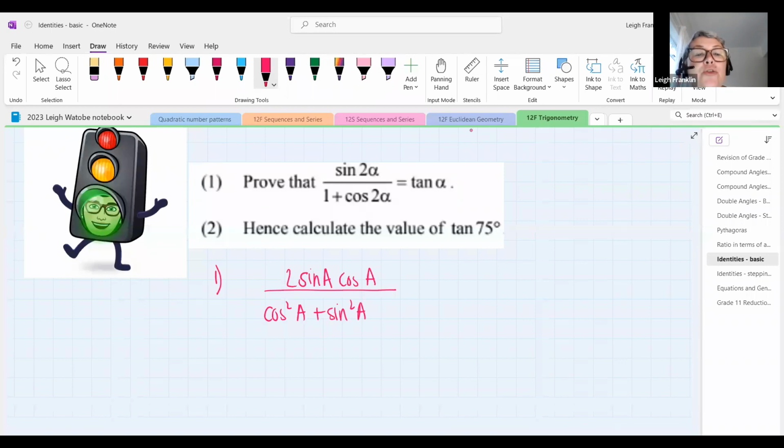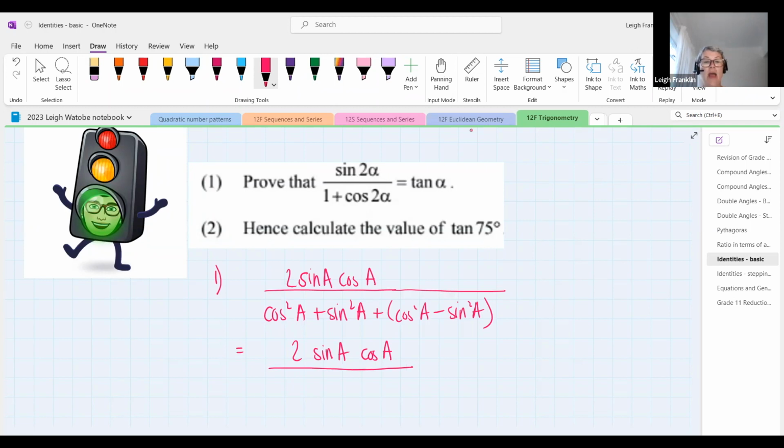What would you then do with plus cos 2A at the bottom? How would you rewrite that? Use cos squared A minus sine squared A. Okay, so I'm going to write it as plus cos squared A minus sine squared A. All right, cool. So then in our second line, we would end up with 2 sine A cos A over what would we have at the bottom?